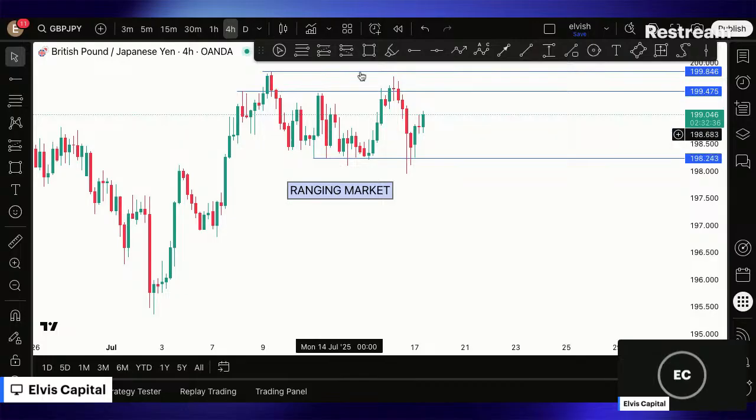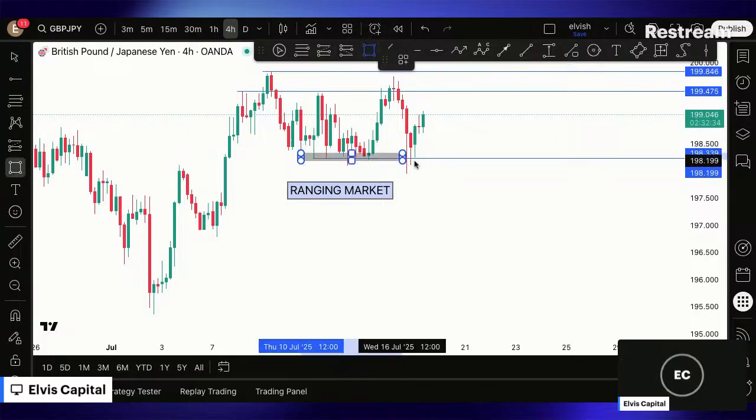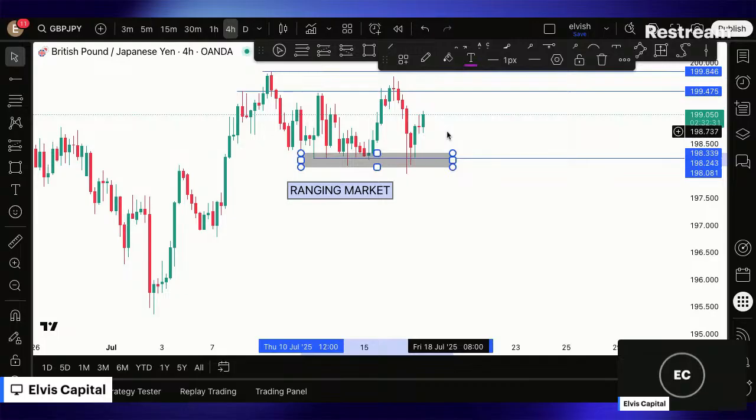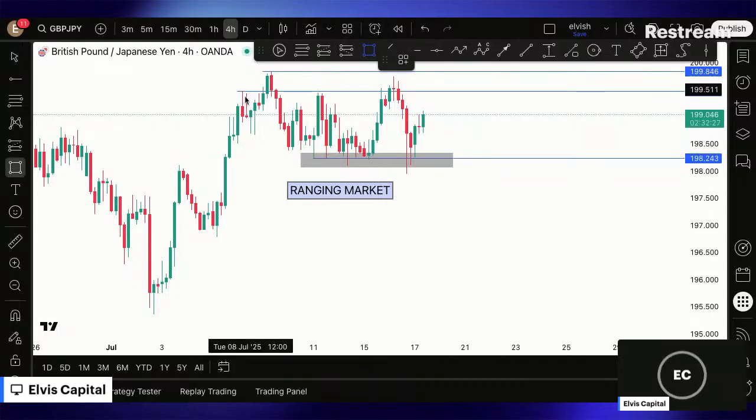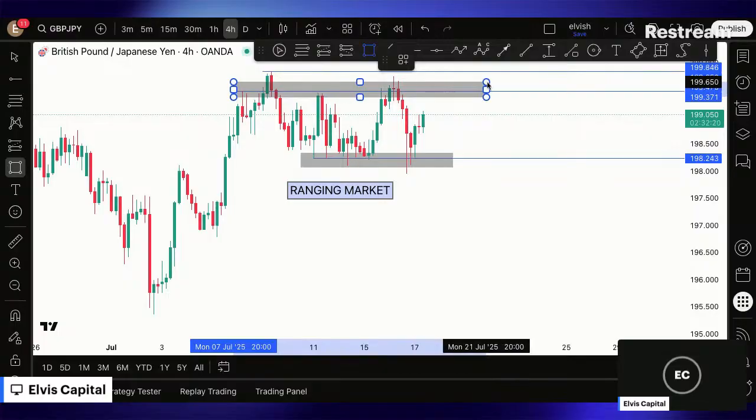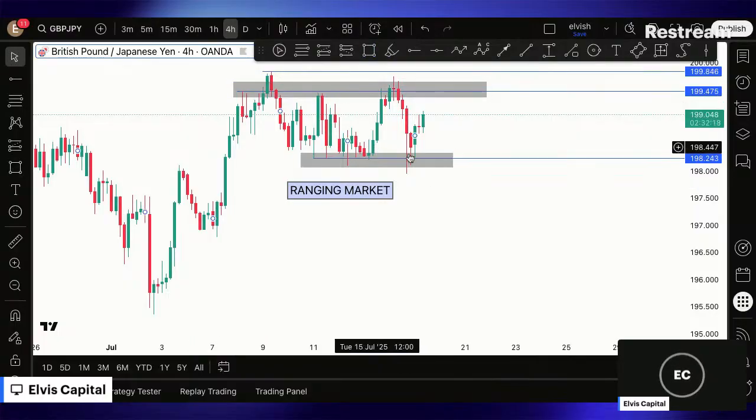As you know how we trade a ranging market, wait for price to come to this level. If we want to buy, and if we want to sell, wait for price to come to this level over here. So let me back out of that. Right now GBP JPY is ranging, seriously ranging.